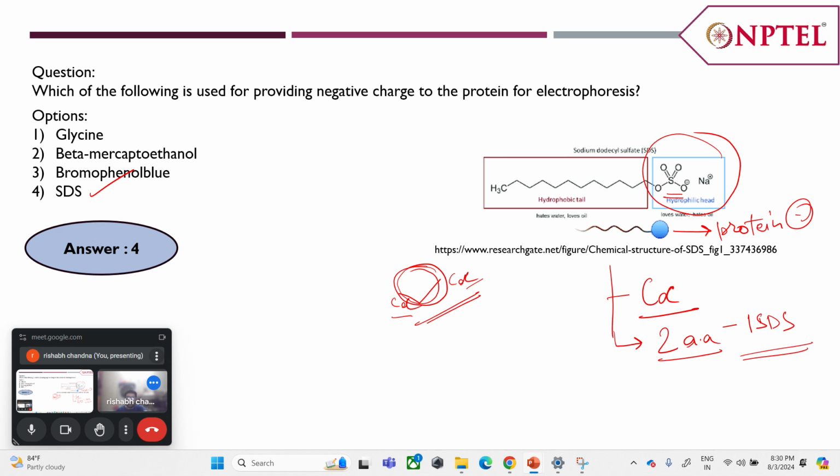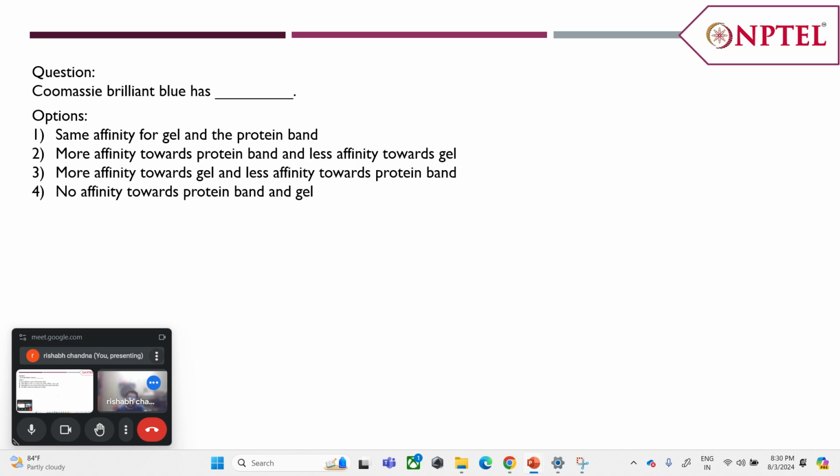Okay, so moving on to the next question. It has more affinity toward protein band and less affinity towards gel, more affinity towards gel and less affinity towards protein band, or no affinity towards protein band and gel. So can anybody guess?